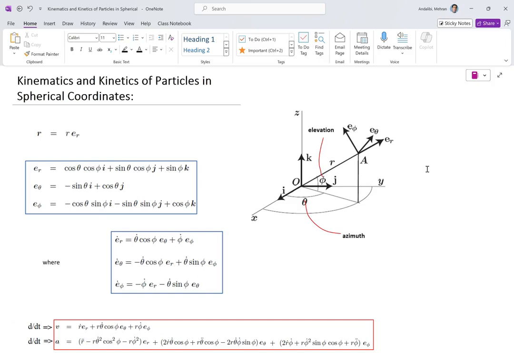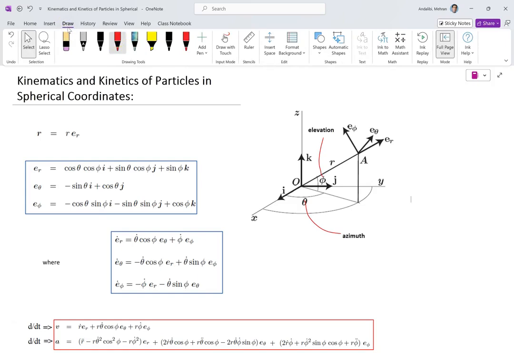Now, it's obvious that the position r is along the e_r vector, and the magnitude of it is r, so the position vector is magnitude r in the e_r direction. Now, the three unit vectors e_r, e_theta, and e_phi can be written in terms of i, j, k, the unit vectors of the Cartesian, as follows. e_r is cosine theta cosine phi i, plus sine theta cosine phi j, plus sine phi k, and then e_theta and e_phi.